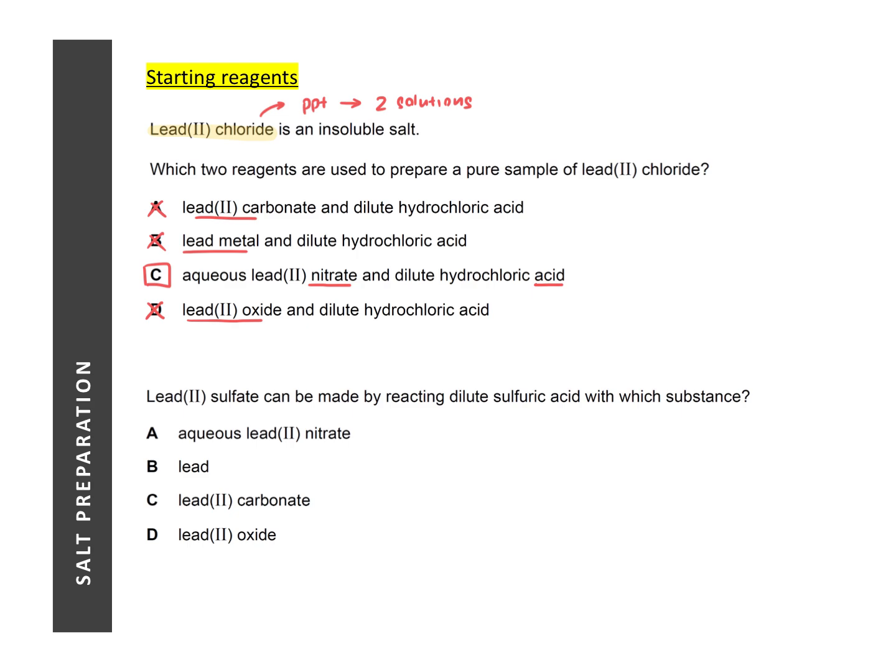For the bottom question, we are looking at preparing lead 2 sulfate. Again, lead 2 sulfate is an insoluble salt. So insoluble salt, like above, we need to use precipitation method. We need to mix two solutions. So one of the solutions has been given, sulfuric acid, and the other one, or rather the correct option, must be one that is soluble in water, and the answer is similar. It's just lead 2 nitrate, because all nitrates are soluble in water.